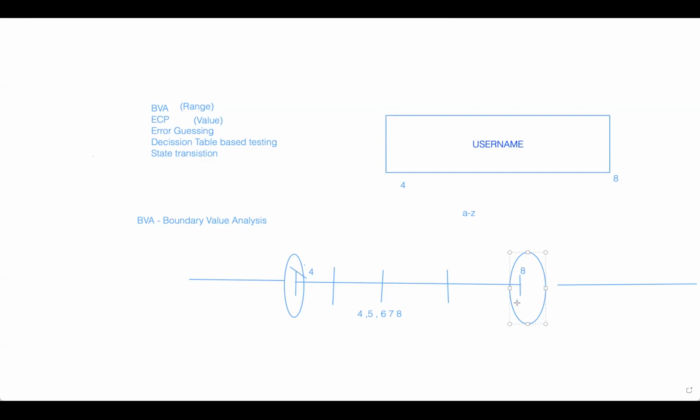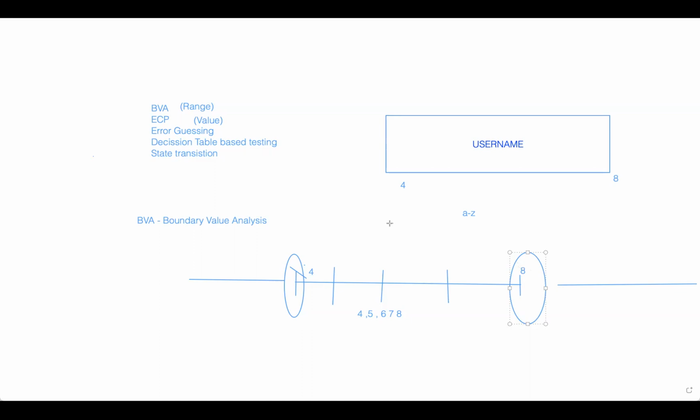So for the maximum boundary we have to test maximum minus 1, maximum plus 1, and maximum. Maximum minus 1, how much? 7. Is 7 valid or invalid? Valid, sir, yes, because it is less than 8. And what is the maximum plus 1? 9. Is 9 valid or invalid? Invalid, sir. And if we test with the maximum of 8 characters, is it valid or invalid? Yes, the maximum is valid.